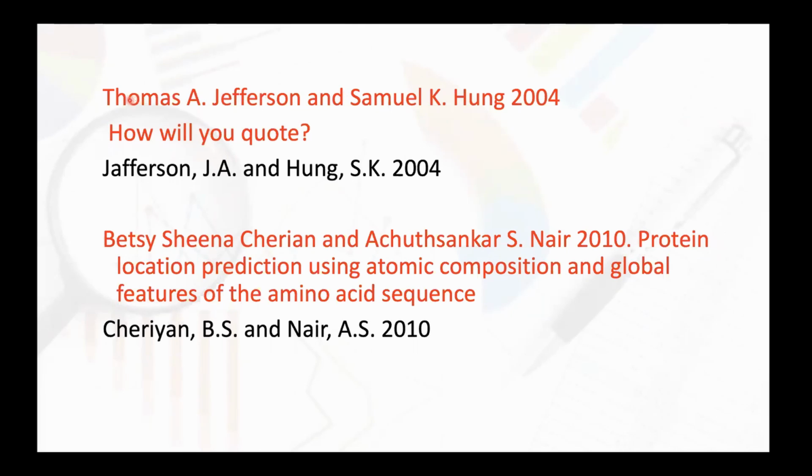Even if the journal says Thompson A. Jefferson and Samuel K. Hung, your writing style should always be Jefferson and Hung, because you take the last name and put the other things as initials. It should not be AJ, but TA. Okay, TA. And then Hung, it should be S first and then K second. So this is the way you have to write the references.